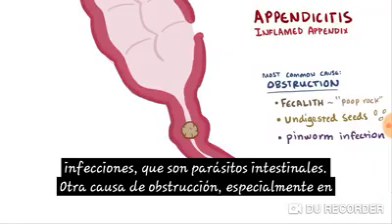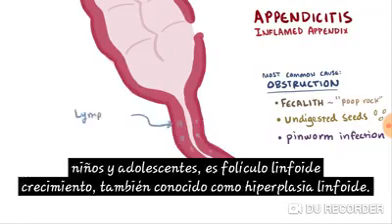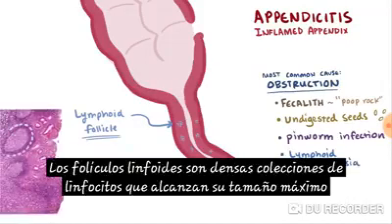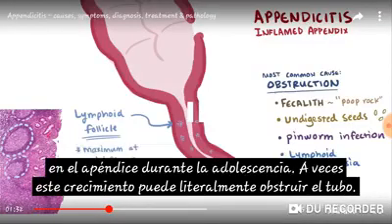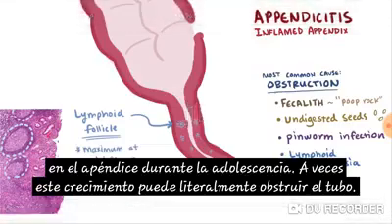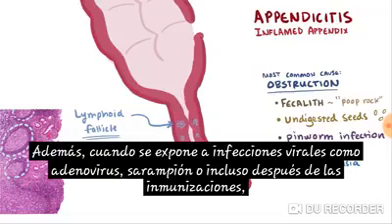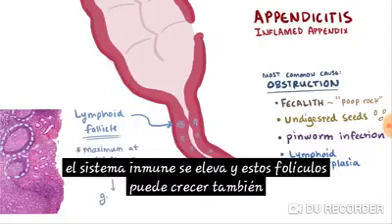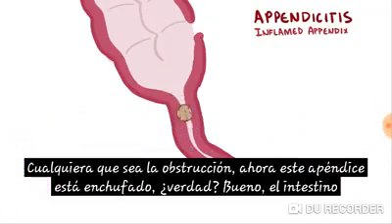Another cause of the obstruction, especially in children and adolescents, is lymphoid follicle growth, also known as lymphoid hyperplasia. Lymphoid follicles are dense collections of lymphocytes that get to their maximum size in the appendix during adolescence. Sometimes this growth, though, can literally obstruct the tube. Also, when exposed to viral infections like adenovirus, measles, or even immunizations, the immune system ramps up and these follicles can grow as well. Whatever the cause of the obstruction is, now the appendix is plugged up, right?